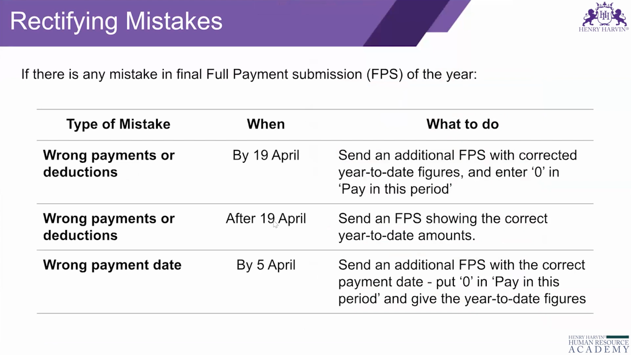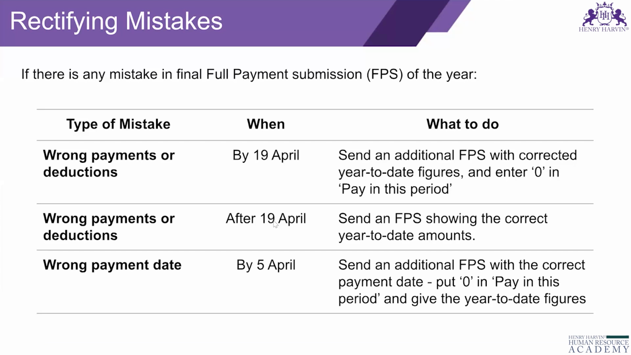If there is any mistake in the final full payment submission of the year, what to do? Now you have to use the logic that I've told you earlier. For wrong payments or deductions by 19th April, you remember 19th April, this is the last day you can make the correction in the last FPS. If you made a mistake and you find it by 19th April, you have to correct the current year. So send an additional FPS with corrected year to date figures and enter 0 in this pay period.